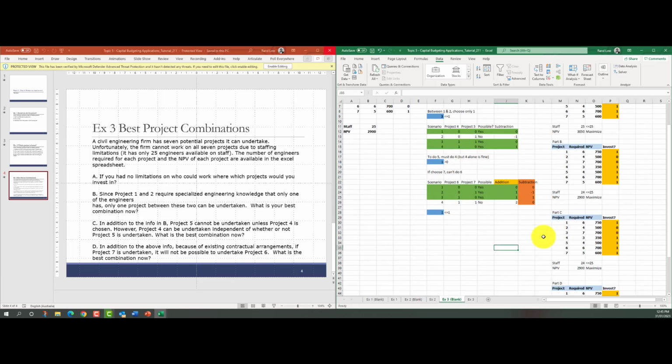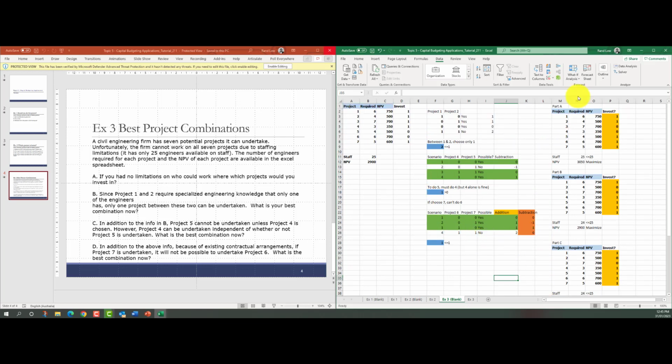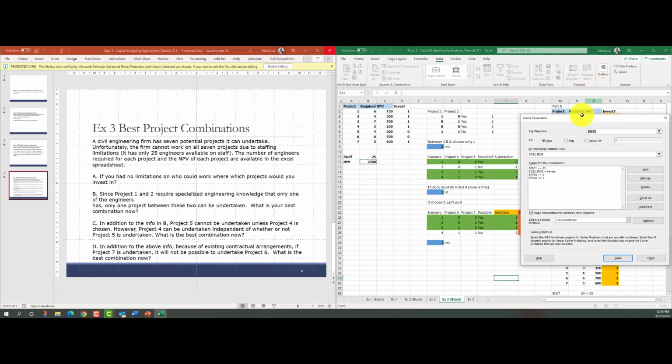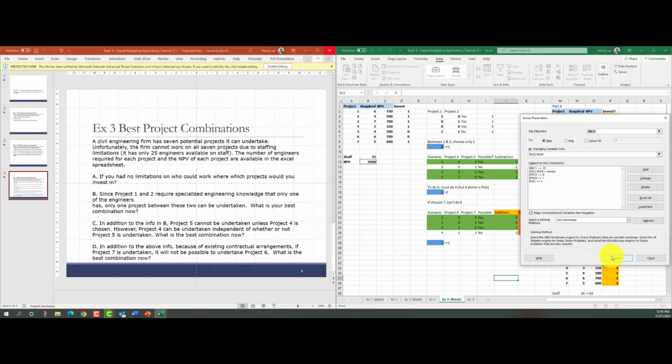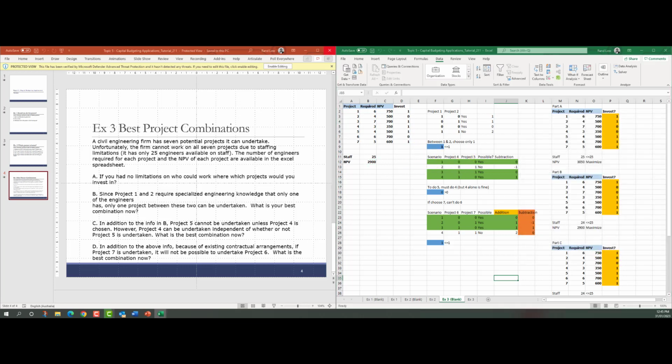Okay, so maybe there's a possibility in here that we also need to add the condition that this has to be less than or equal to 1. So let's solve that.